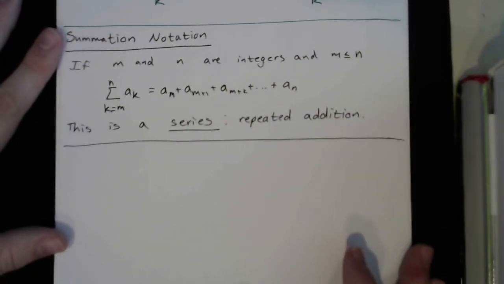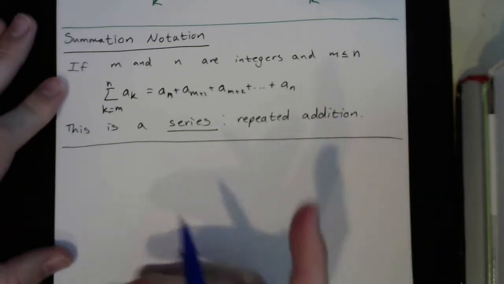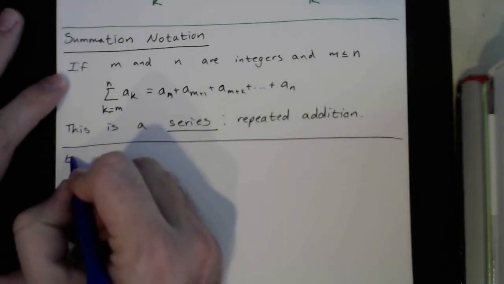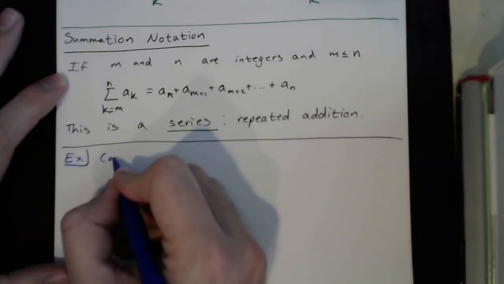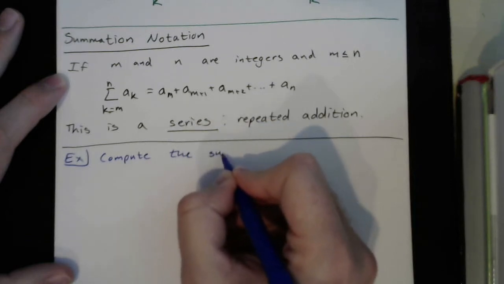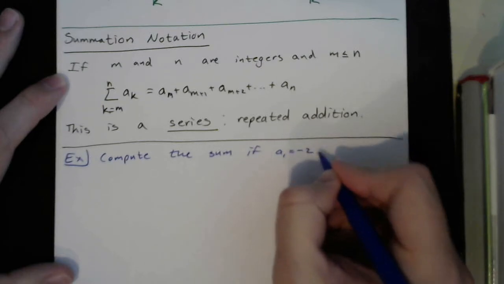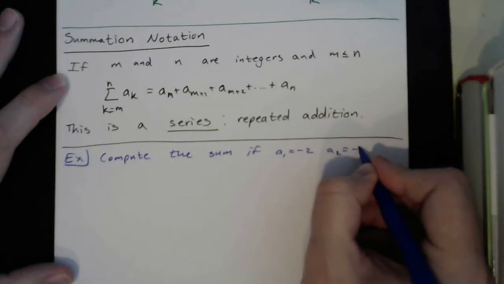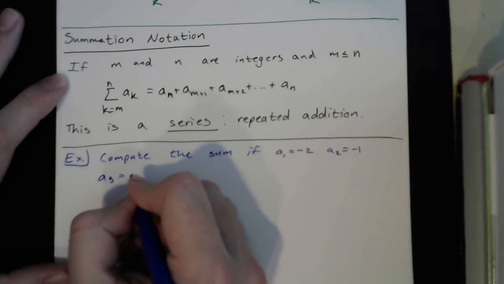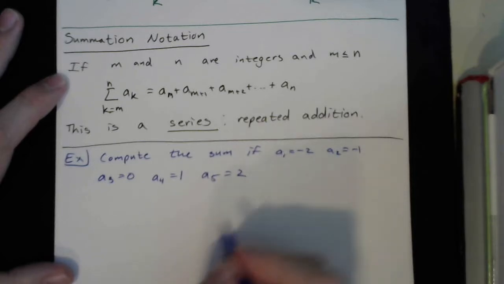So again, we did a lot with series in Calc 2, so you should be familiar with series. You can bone up on your series properties from your old Calc 2 notes or Calc 2 textbook. So I just want you to compute the sum if a1 equals -2, a2 equals -1, a3 equals 0, a4 equals 1, and a5 equals 2.